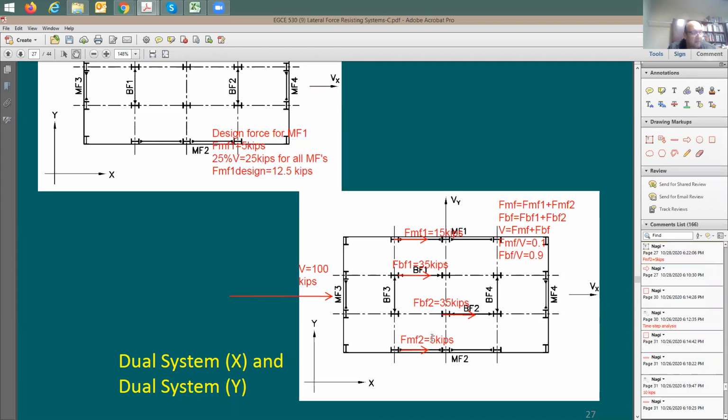It's going to be 15. How much is the design force for each moment frame? 15, or 12.5? 15. Yes. Michael, I add? 15 or 12.5?